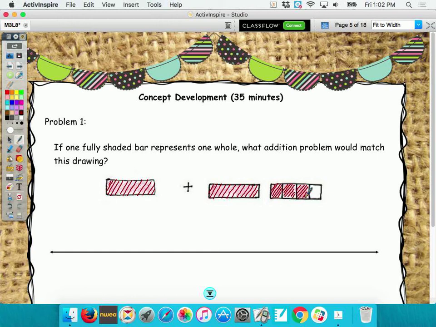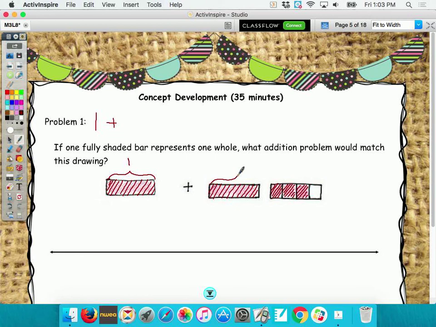So before we ever start, I want to think in terms of tape diagrams. Okay? So if one fully shaded bar represents one whole, what addition problem would match this drawing? Well, this is one whole, right? 0 plus 1. And then a plus sign. Then what?